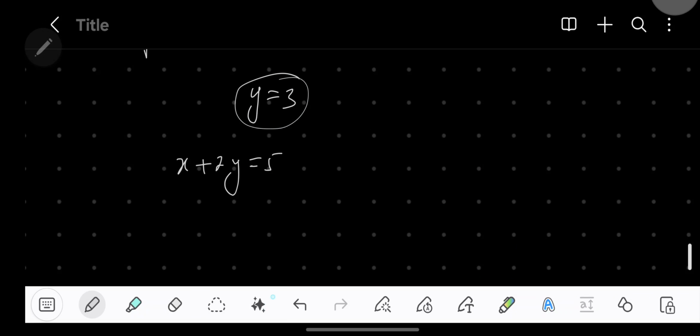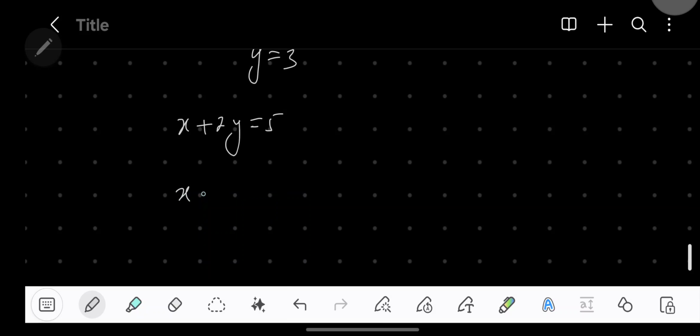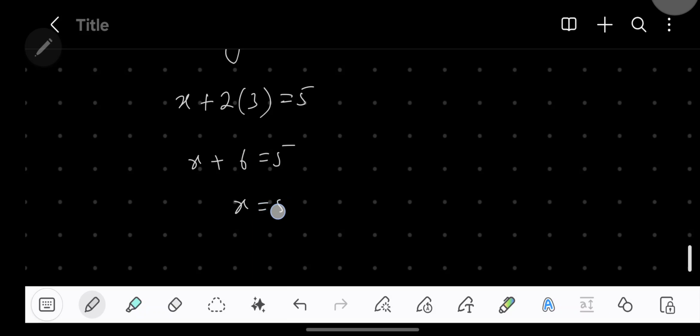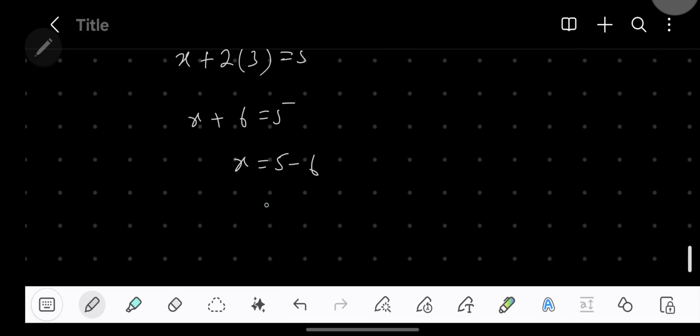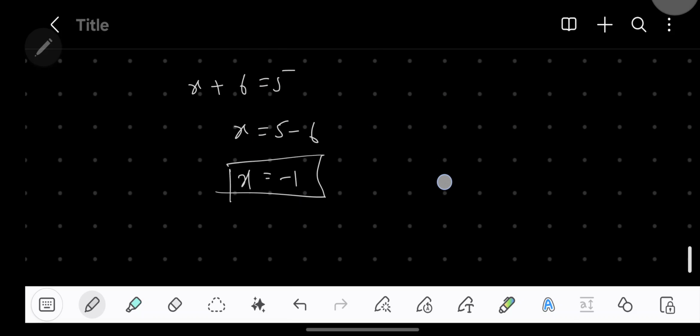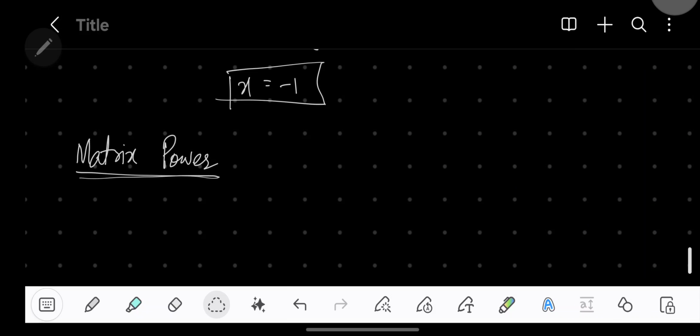But y is equal to 3, so you can plug y equals 3 here. So x plus 6 is equal to 5. That means x is 5 minus 6, which means x is equal to minus 1. This is the value of y and this is the value of x.